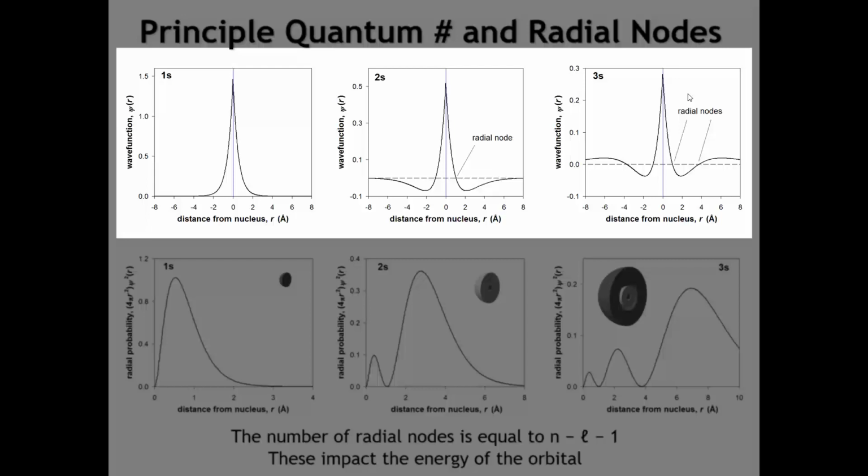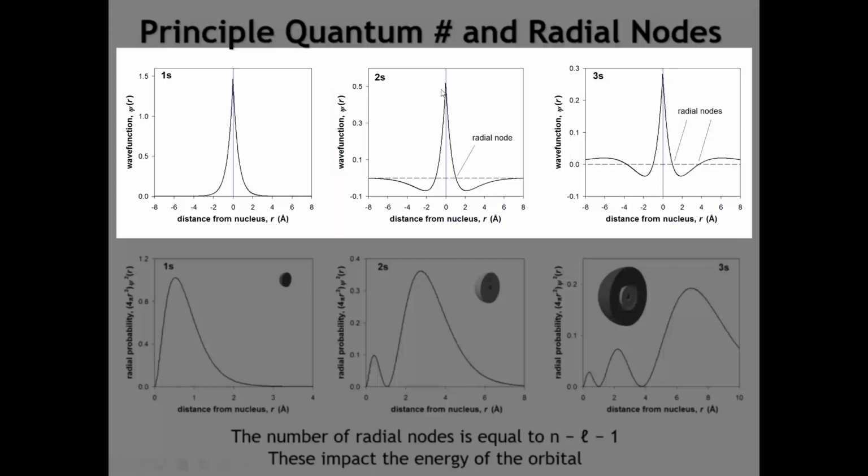All of them have a peak at the nucleus. That's where the wave function reaches its maximum value, and then it drops away as we move away from the nucleus. For the 1s orbital, the wave function is always positive. There's no change in sign of the wave function. There's no node for the 1s orbital.